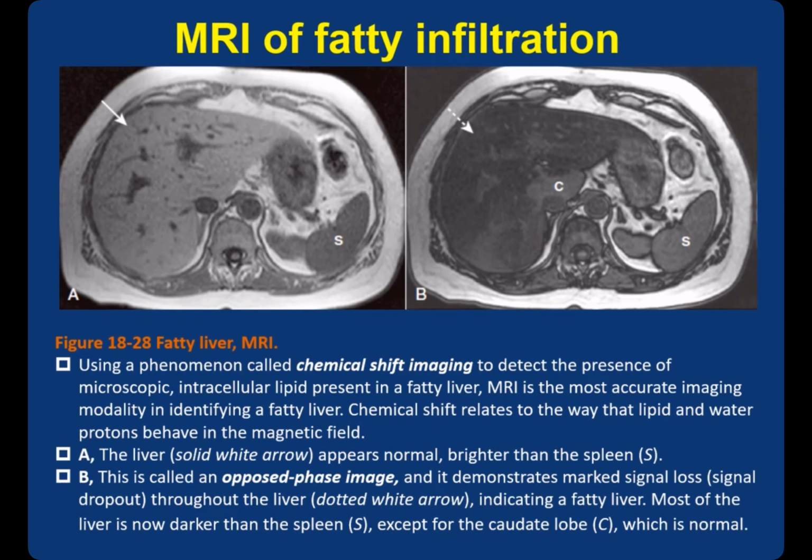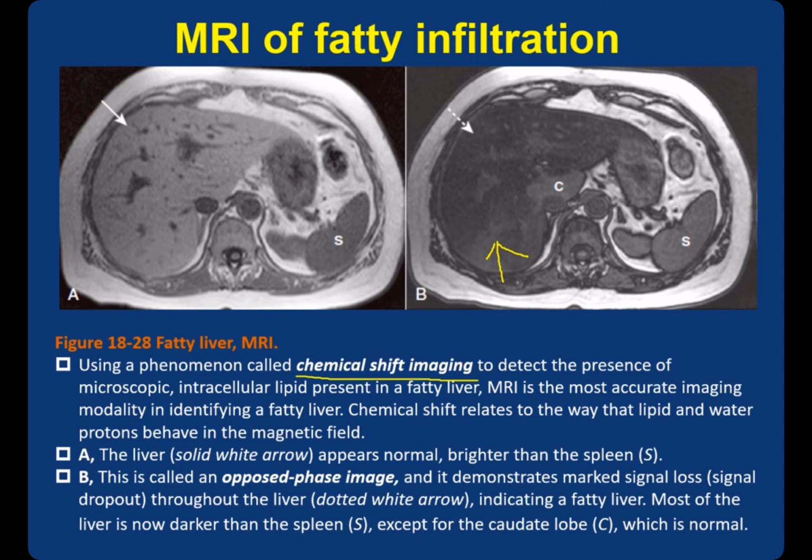MRI is very useful in diagnosing fatty infiltration of the liver. It uses a phenomenon called chemical shift imaging to detect the presence of microscopic intracellular lipid in the fatty liver. In image A, we can see the liver appears normal and brighter than the spleen, but in image B, we call it the opposite phase image. Here is the opposite phase image, and it demonstrates marked signal loss throughout the liver, indicating a fatty liver.